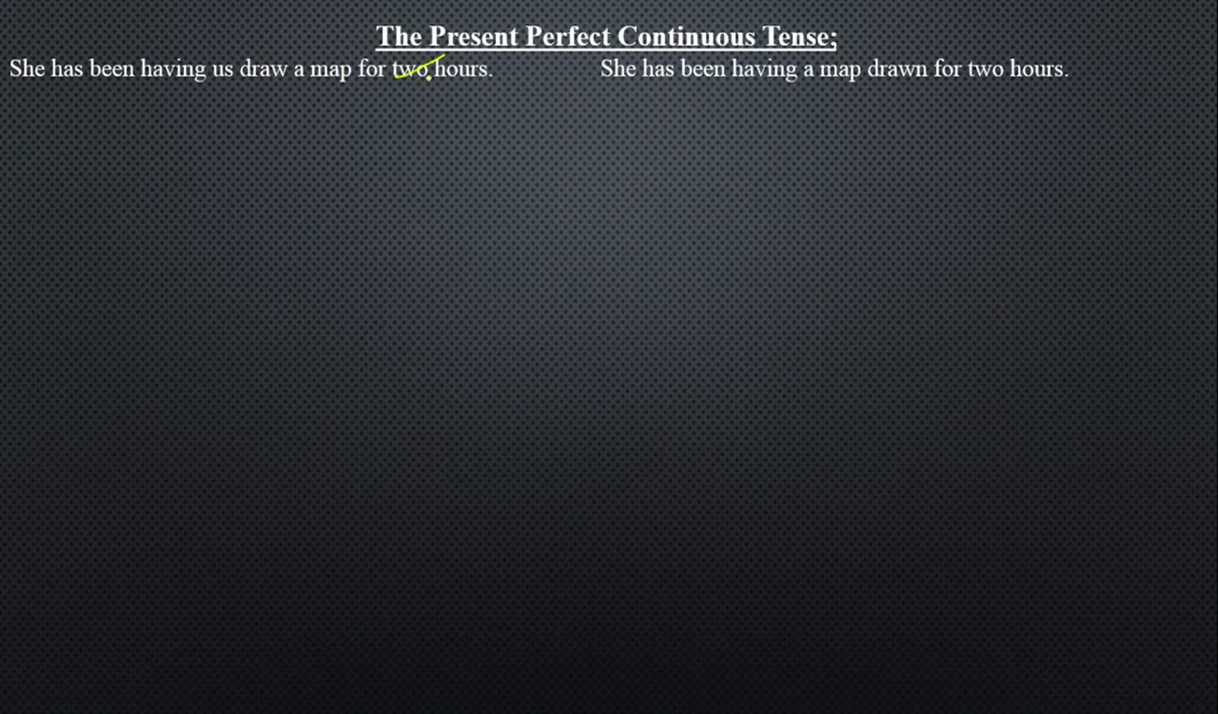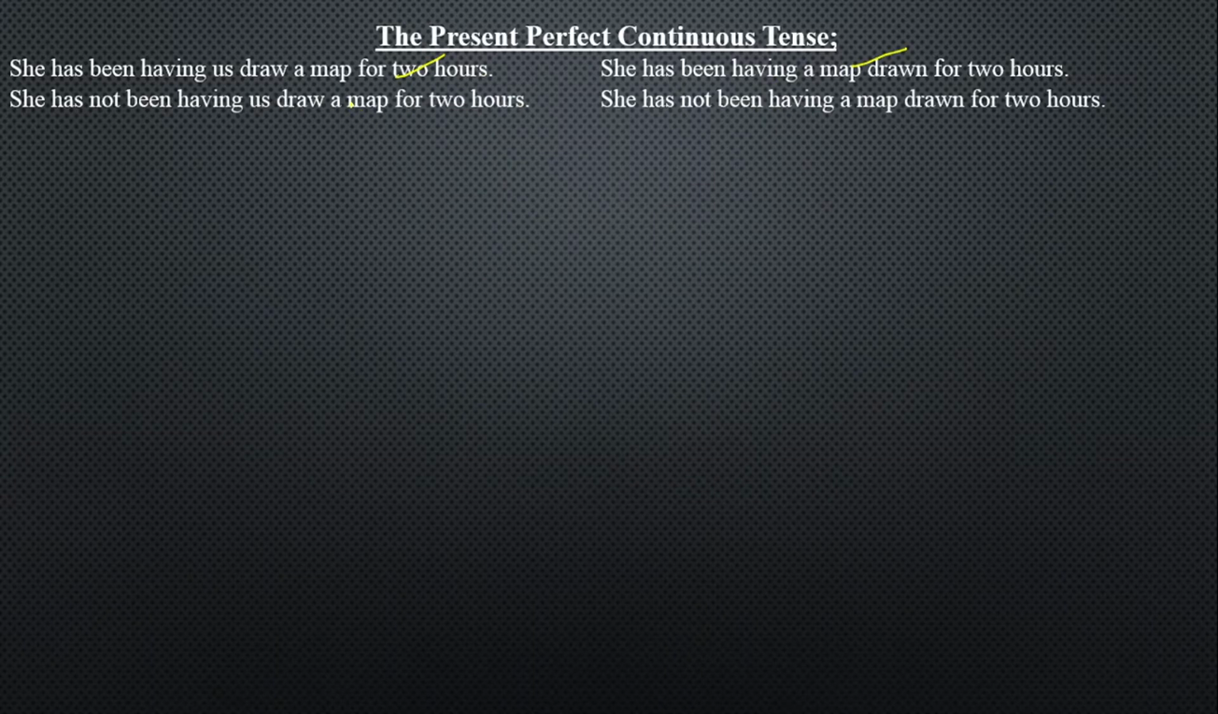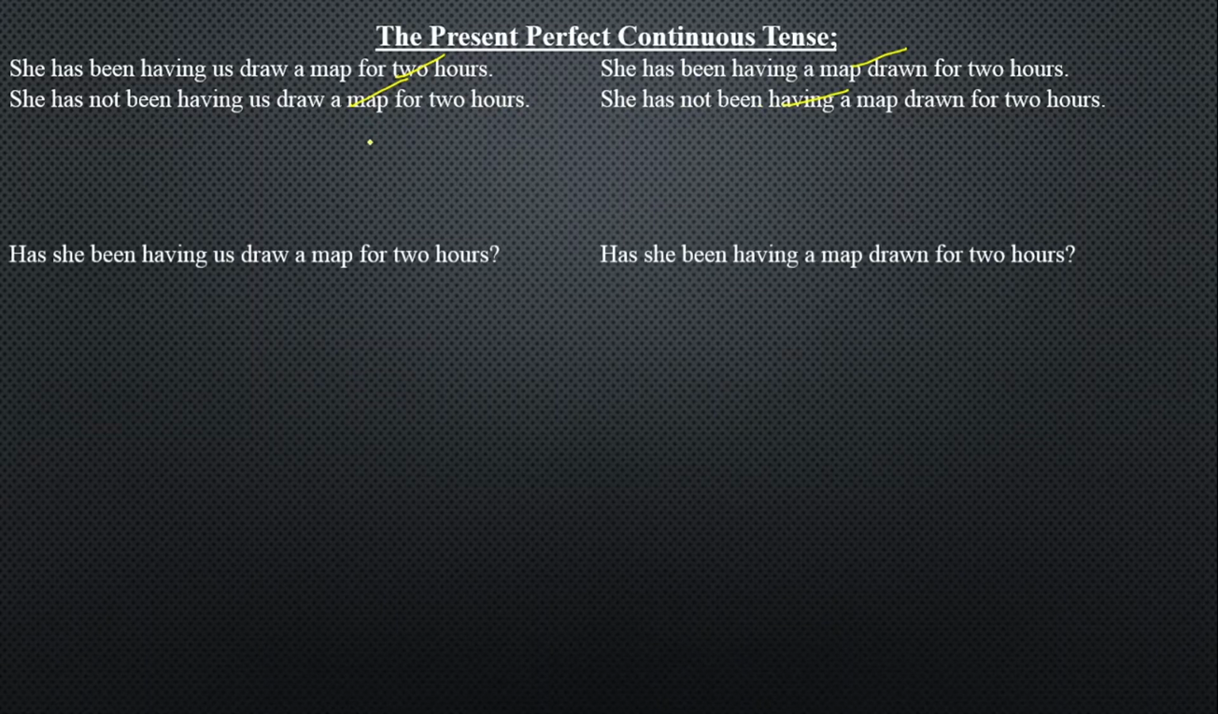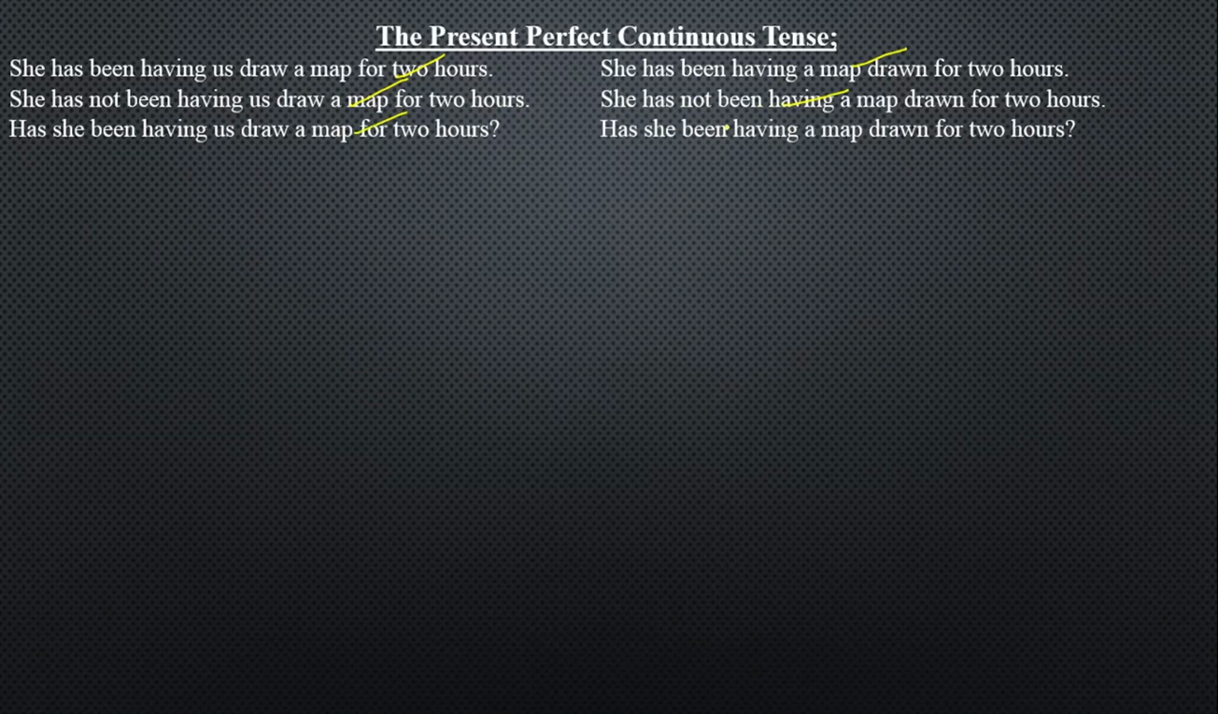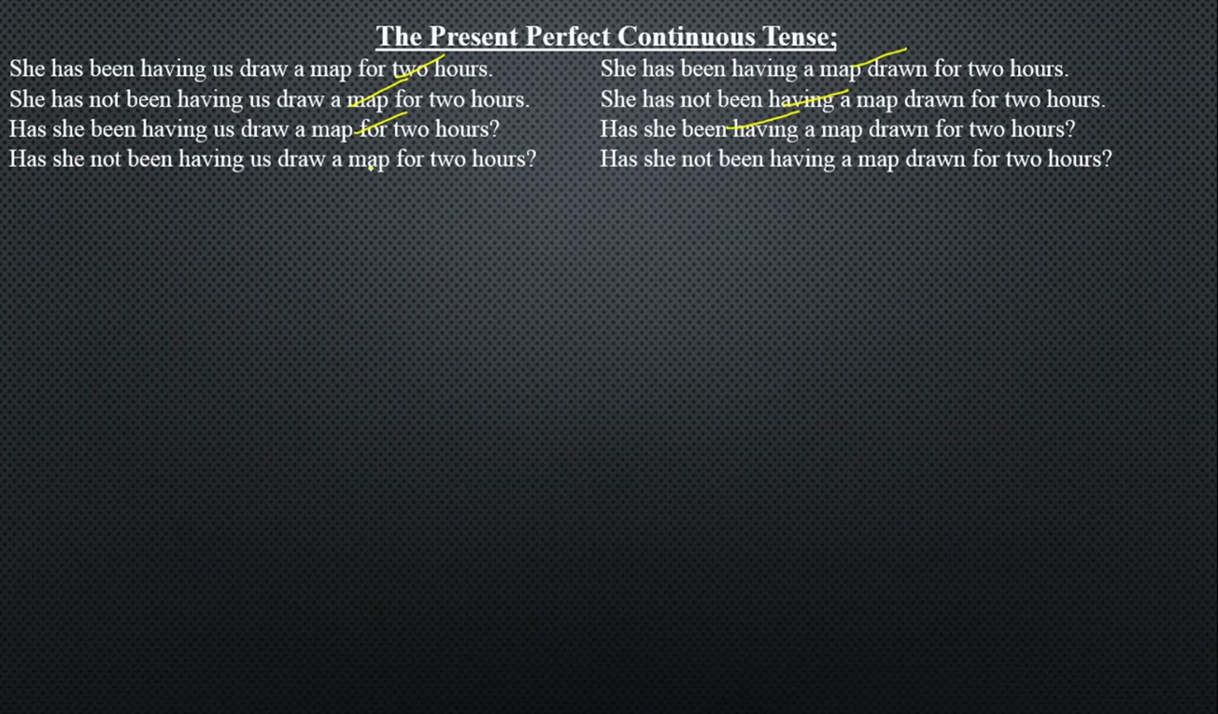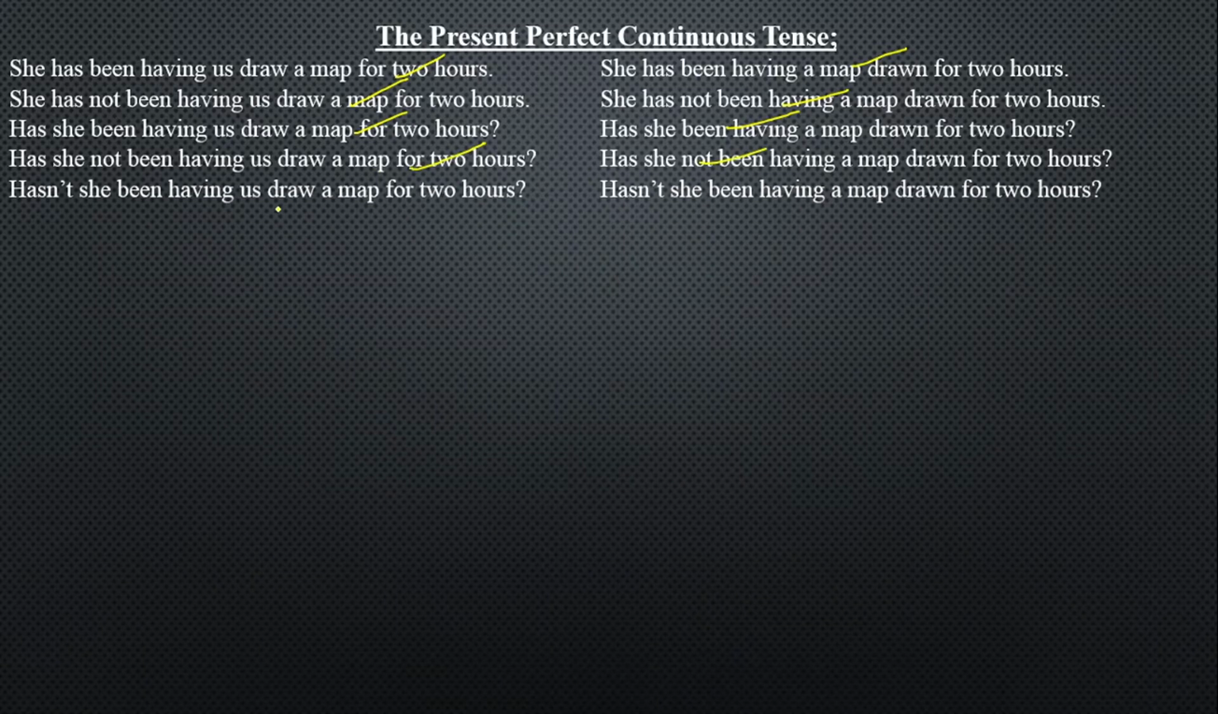She has been having a map drawn for 2 hours. She has not been having us draw a map for 2 hours. She has not been having a map drawn for 2 hours. Has she been having us draw a map for 2 hours? Has she been having a map drawn for 2 hours? Has she not been having us draw a map for 2 hours? Has she not been having a map drawn for 2 hours? Hasn't she been having us draw a map for 2 hours? Hasn't she been having a map drawn for 2 hours?